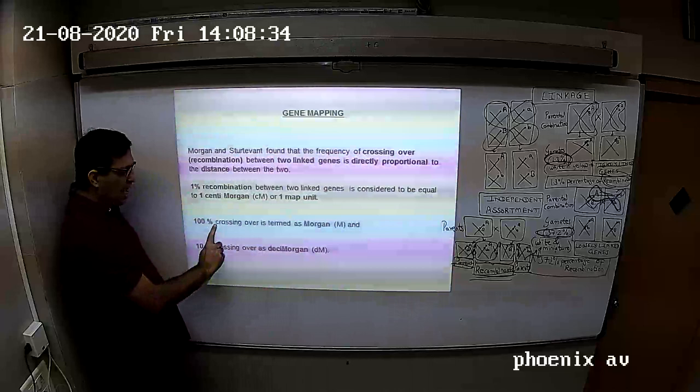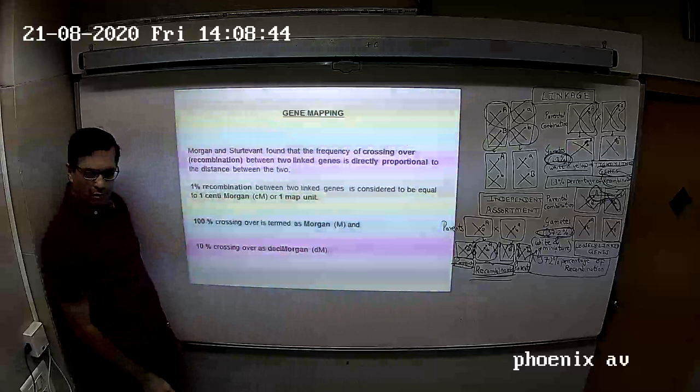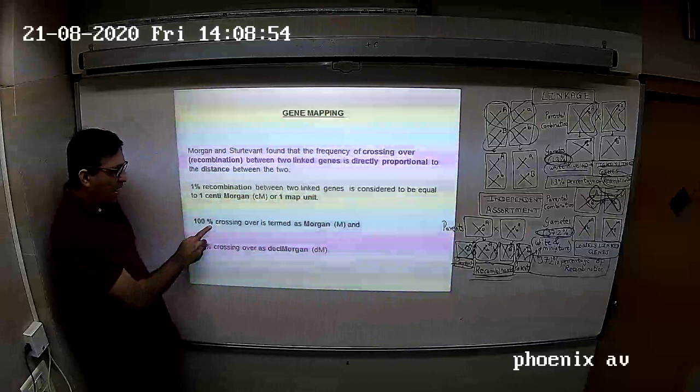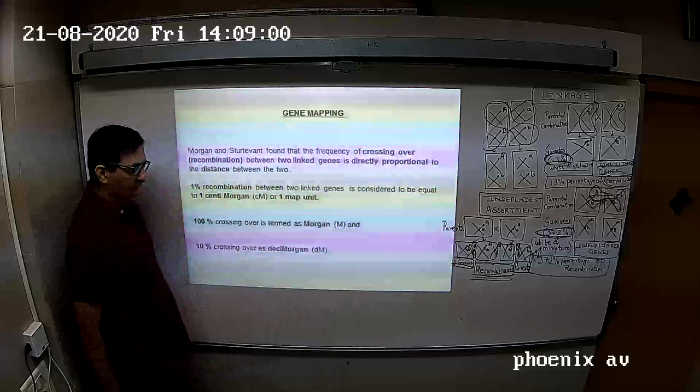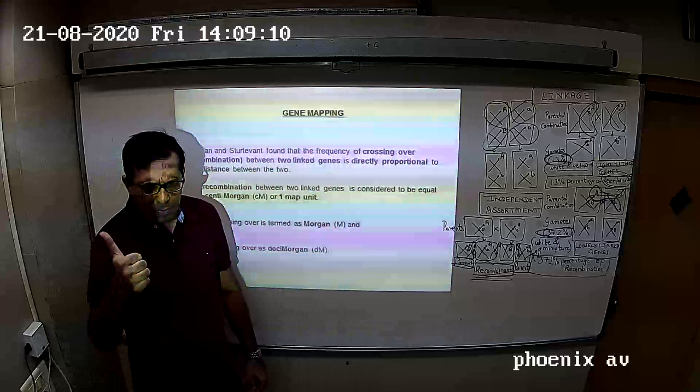100% crossing over is 1 Morgan. And 10% crossing over is called a decimorgan. Simple, just mathematics. What is 1% recombination called? Centimorgan or a map unit. What is 100% crossing over called? Morgan or 100 map units. What is 10% crossing over called? Decimorgan or 10 map units. So, beta, remember this: 1% recombination is called 1 centimorgan, also called 1 map unit.